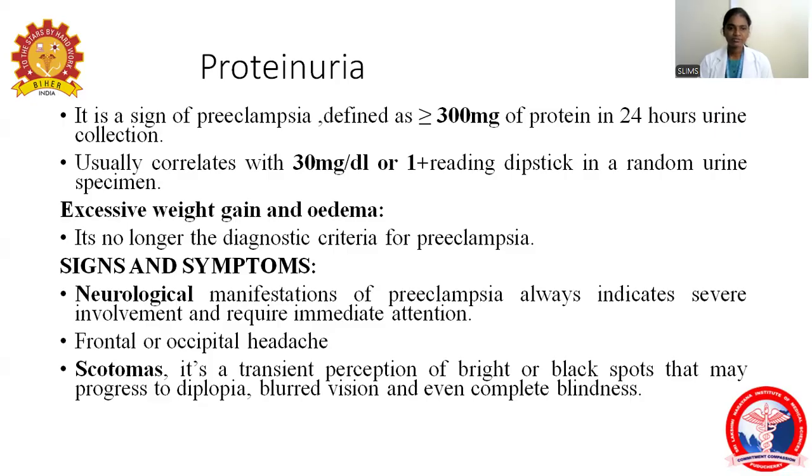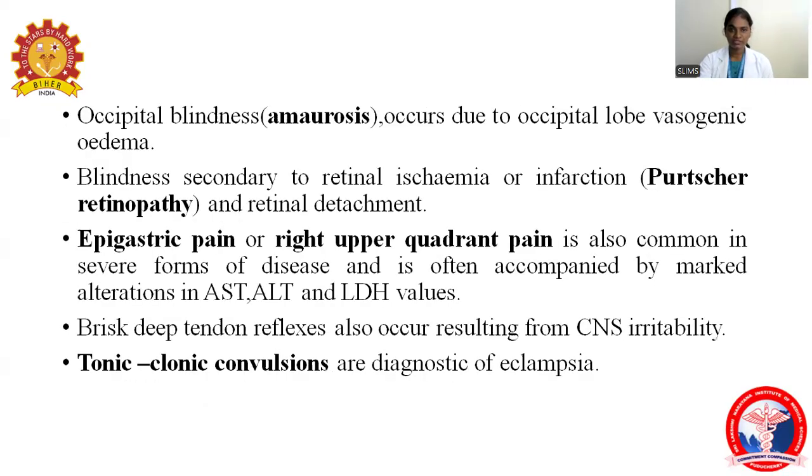Coming to the signs and symptoms, neurological manifestations of preeclampsia always indicate severe involvement and require immediate attention. Frontal or occipital headache, scotomas, which are a transient perception of bright or black spots, progressive diplopia, blurred vision, even complete blindness. Occipital blindness, amaurosis, occurs due to occipital lobe vasogenic edema. Blindness secondary to retinal ischemia or infarction, Purtscher's retinopathy, and retinal detachment.